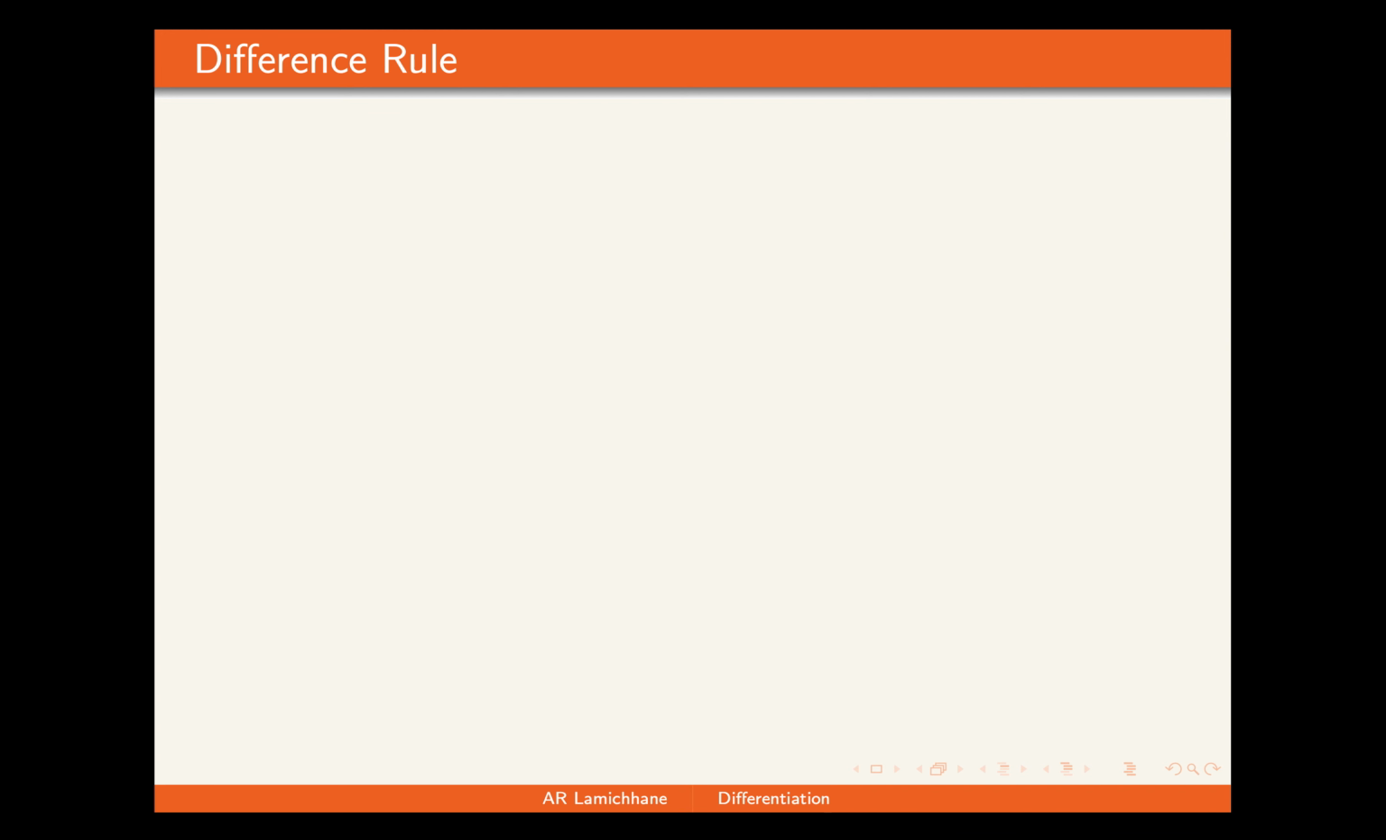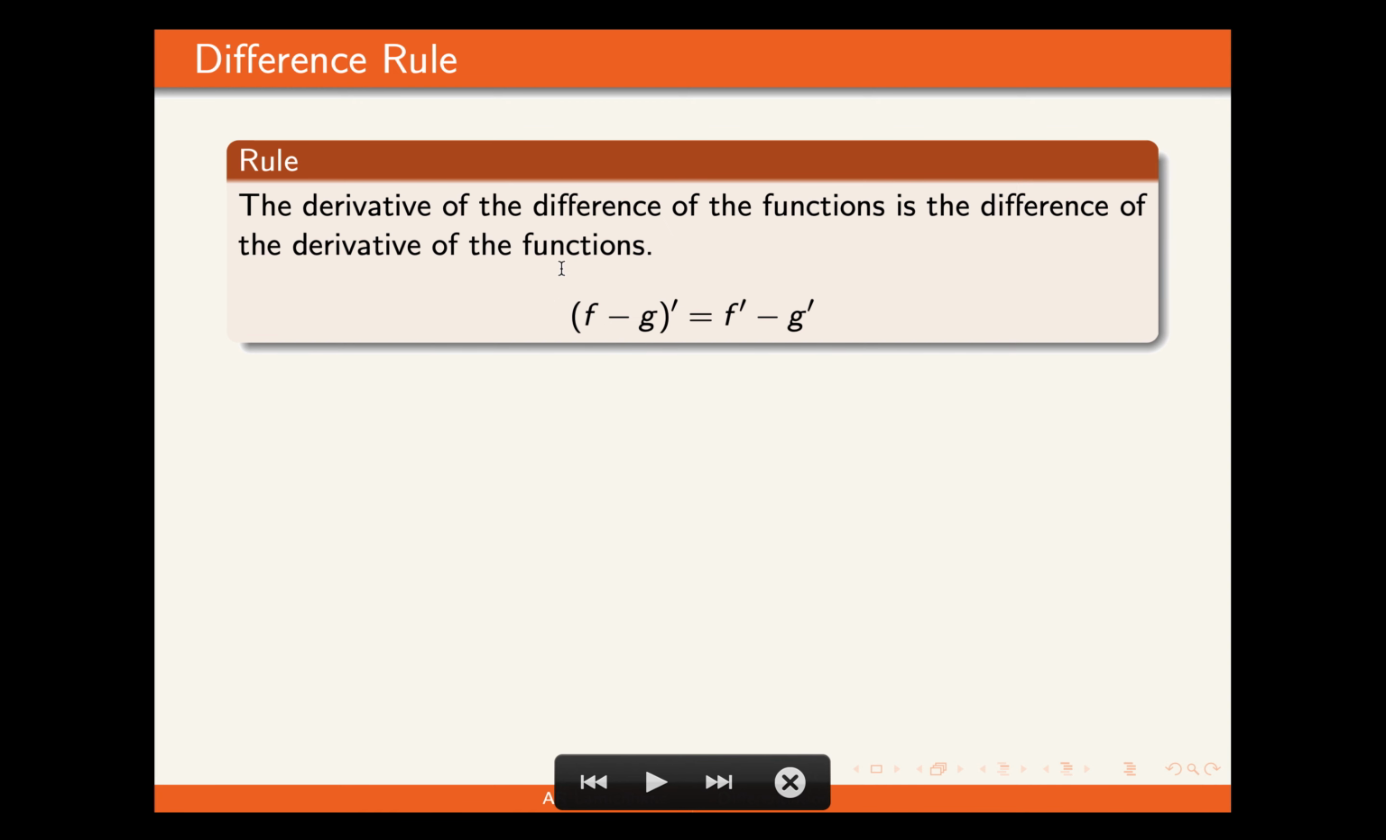In a similar way, we can define the difference rule. The derivative of the difference of the functions is the difference of the derivatives of the functions. So that means, for example, if we have two functions f and g, and the function is f minus g, and our goal is to find the derivative of this difference function, then we find the derivative of f, let's say that is f prime, and the derivative of g, let's say that is g prime. Then just find the difference between the derivatives, and that will be the derivative of the difference of these two functions.